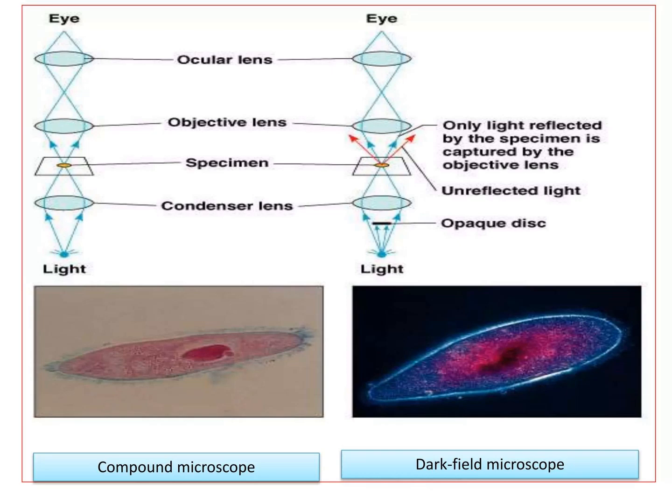This is the ray diagram of the light microscope. The light from the light source falls on the condenser lens, then on the specimen. The light from the specimen is captured by the objective lens to produce a magnified image, and then the light is passed to the ocular lens to produce the final magnified virtual image.